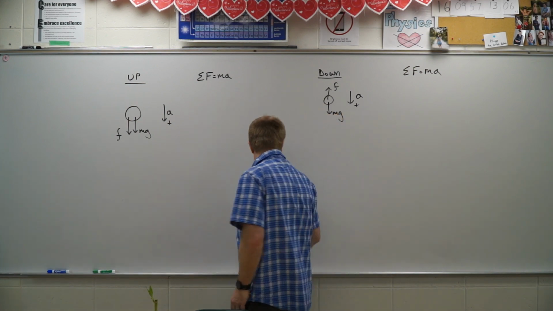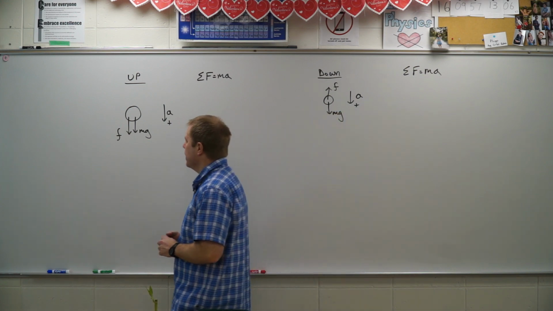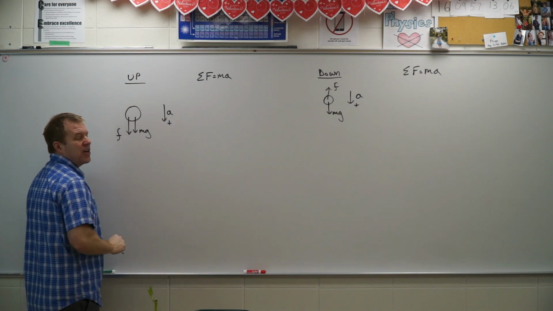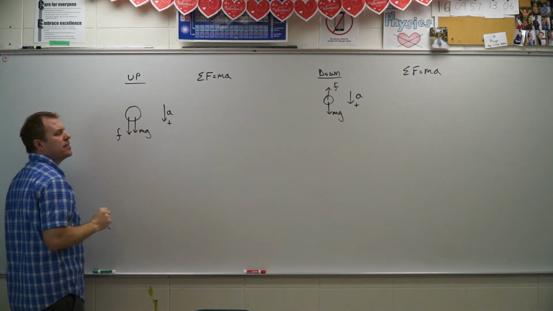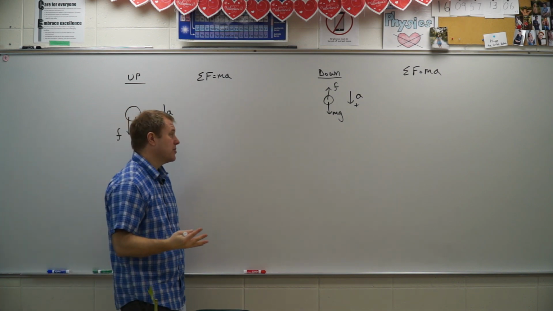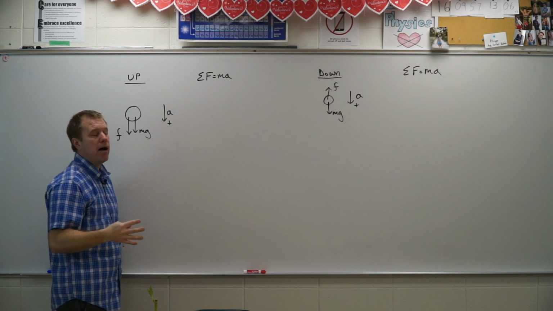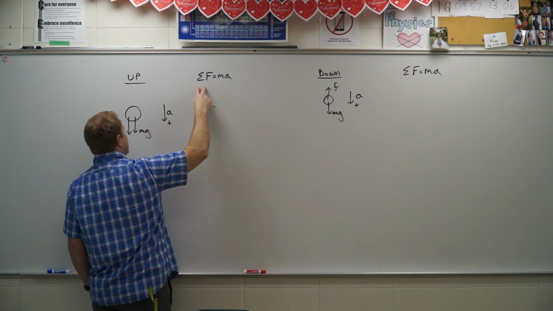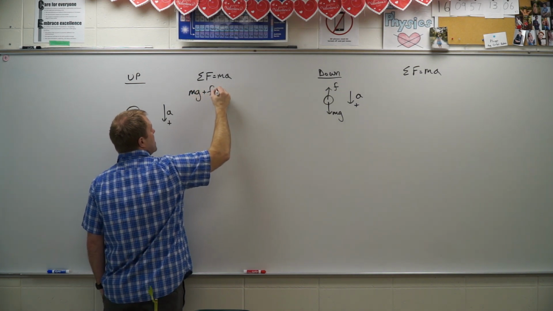Okay, so to start with, I need a marker. To start with, we're going to go ahead and draw our free body diagram for each situation. So on the way up, the velocity is up, so the air resistance is opposite that direction of velocity. On the way down, the air resistance is pointing up opposite the direction of that velocity. So I set up my equation as such. So I have mg plus f equals ma.